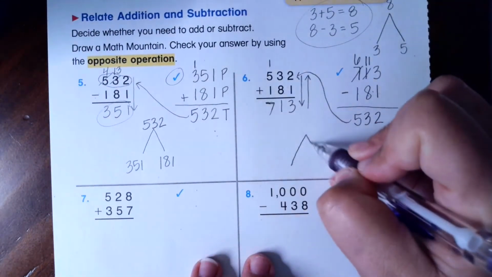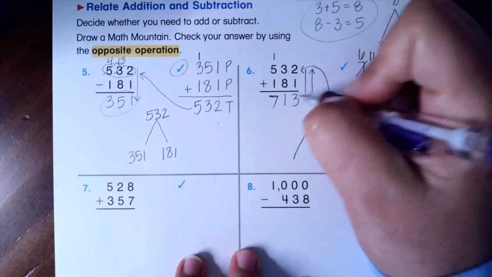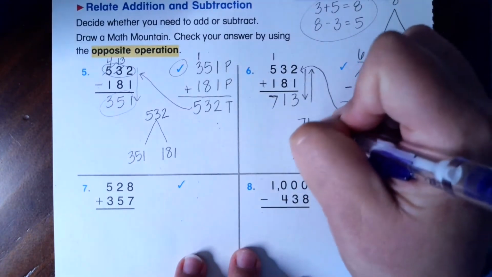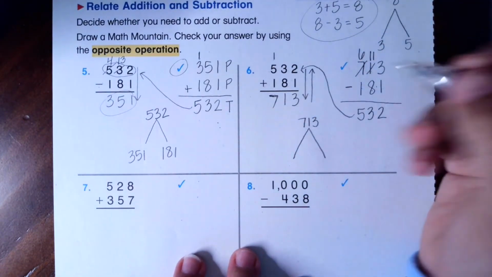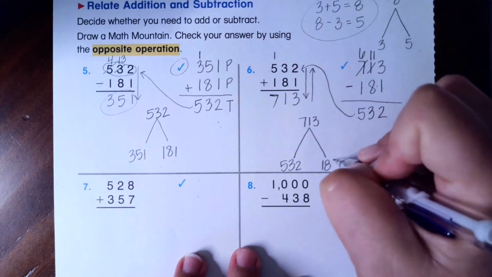And now, last but not least, I need to draw my math mountain. I know that 713 is my biggest number. That goes on top. That's my total. And then I have 532 and 181.